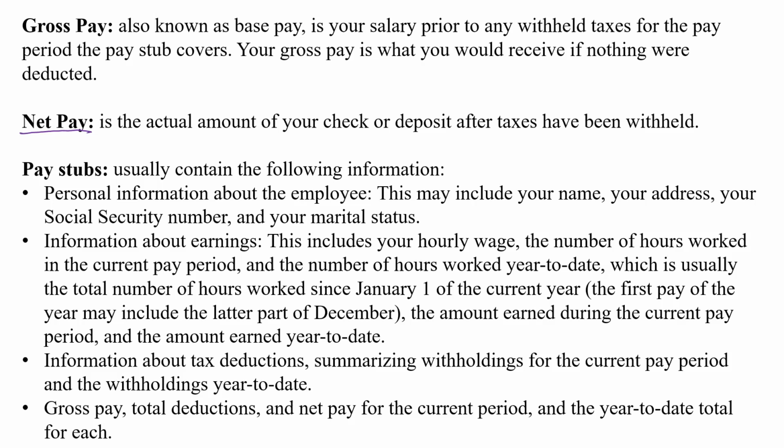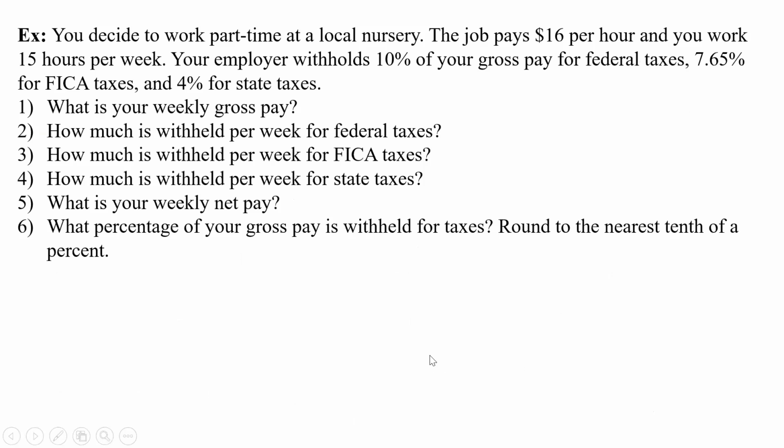And the amount earned during the current pay period and the amount earned year to date. Then also information about tax deductions, summarizing withholdings for the current pay period and withholdings year to date. And then finally, gross pay, total deductions, and net pay for the current period and the year to date total for each. Depending on what kind of place you work, you'll see different things in different ways. If you're on salary, you won't see hourly wages. But if you're paid hourly, then you'll see those kinds of things. It all depends on the place where you're working.